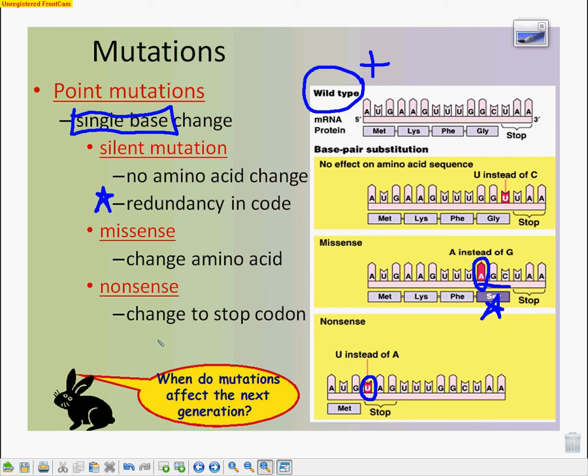So let's start hinting at some of our evolutionary ideas that we're going to get into in our next unit. When do mutations affect the next generation? Think about that today, and we'll probably talk a little more about that in class.